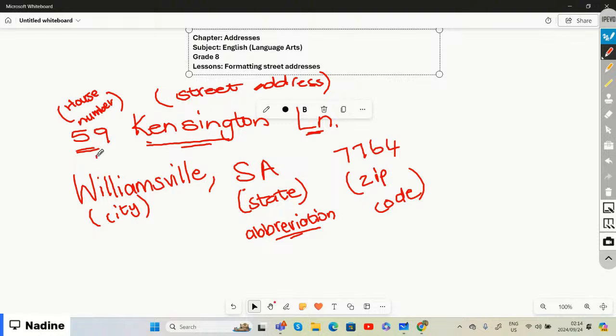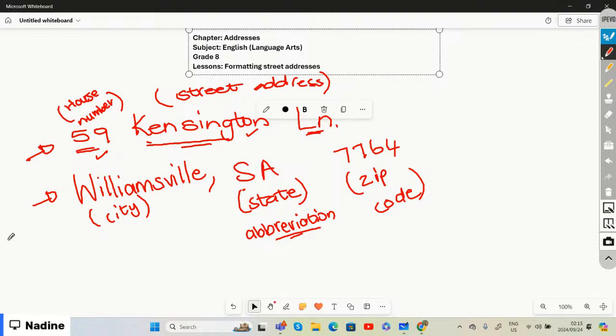You have the house number, you have the street address, which street, which lane. It needs to be abbreviated or short. Williamsville, the city in which you live, the state in which you live, and the zip code. Now you know my package will be delivered on time to the correct address. So on the first line, then this is going to be the second line. This is going to be the third line.